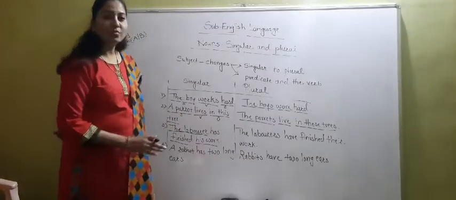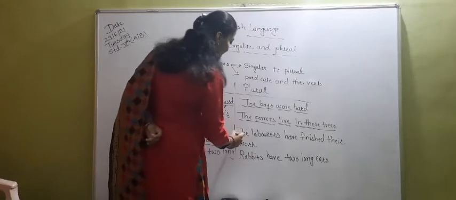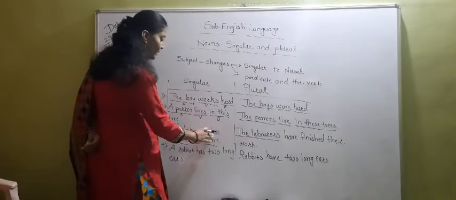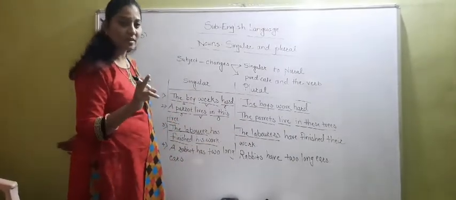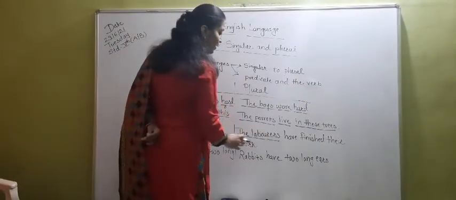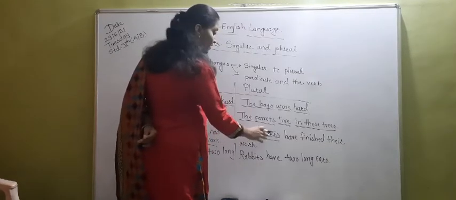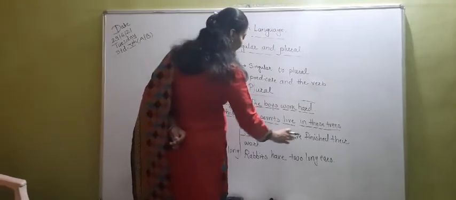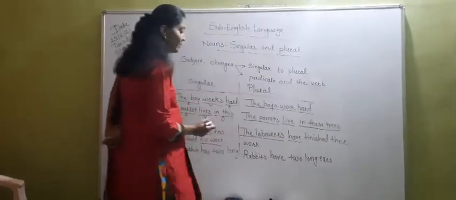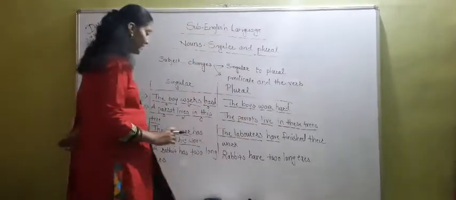But if we want to make it plural, we will add s to the laborer. Then it will become the laborers have. Here we have used has because we are talking about only one laborer. And as we have made plural of the laborers, then we have to change the helping verb also. This is known as the helping verb. The laborers have finished their work, like this.